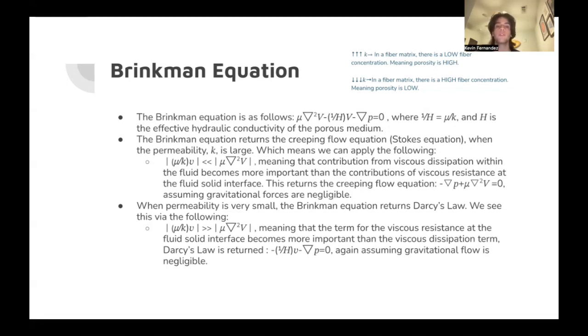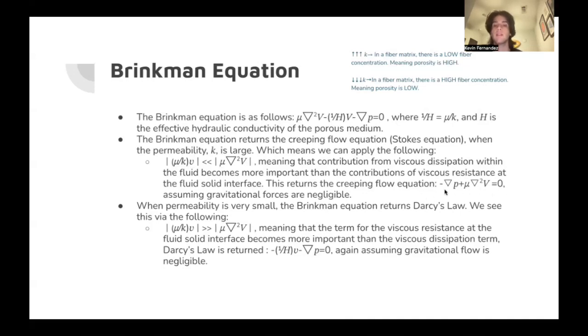So in the first case, we're going to look at the case of what happens when K is large. When K is large, just looking at the purely mathematical side of things, we see that the Brinkman equation returns a creeping flow equation because this term obviously approaches zero, and this term, just to reiterate, is the same term as this. When this term drops out, it returns a creeping flow equation.